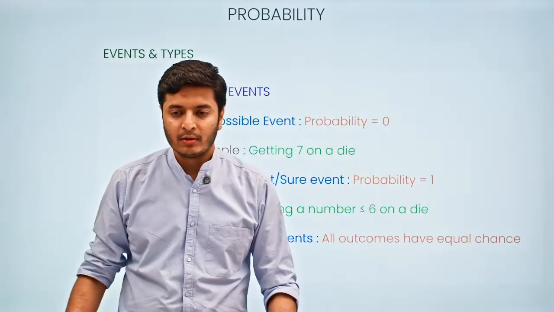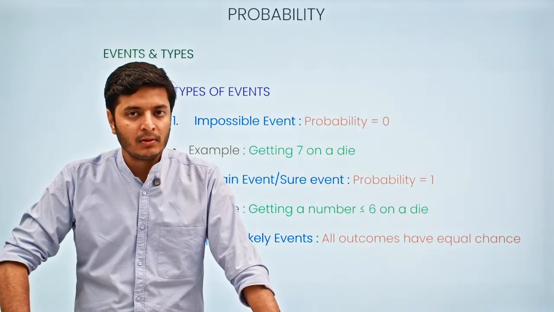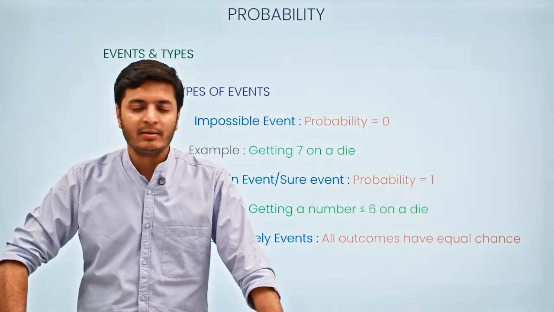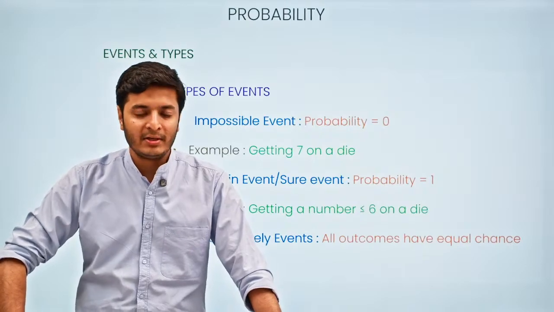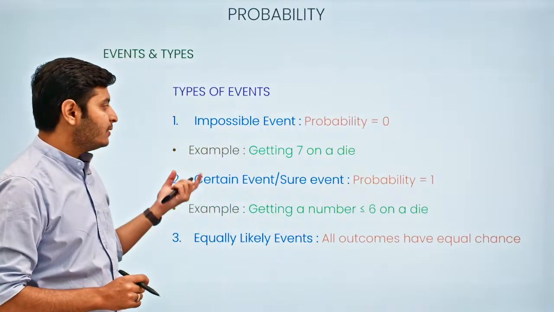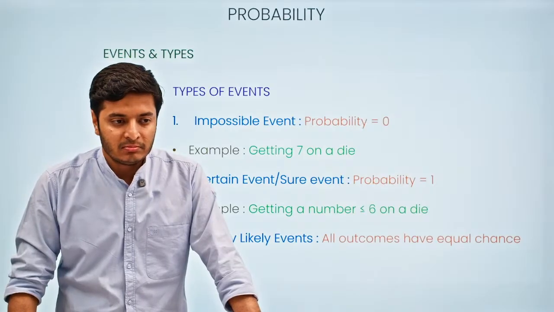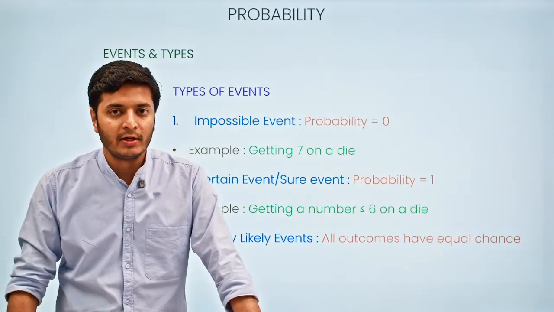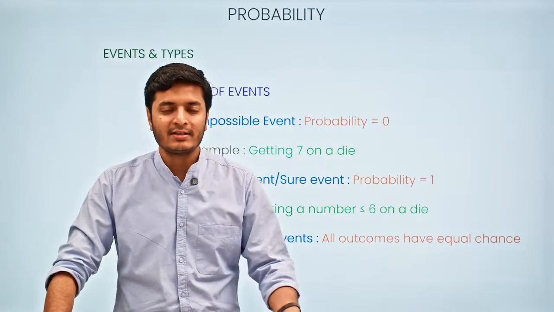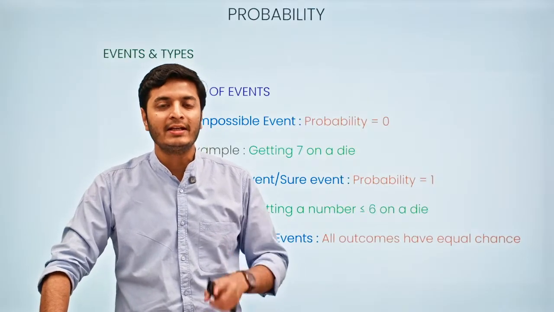Let me give you one example. What are the chances that tomorrow morning it is going to snow in the Thar desert of Rajasthan? Most likely an impossible event, no? So the probability of this event happening is actually 0. But suppose I ask you, what is the probability of the sun rising tomorrow morning? It is inevitable, no? The sun rises every day, so it is inevitable. So the probability of the sun rising tomorrow morning is 1.